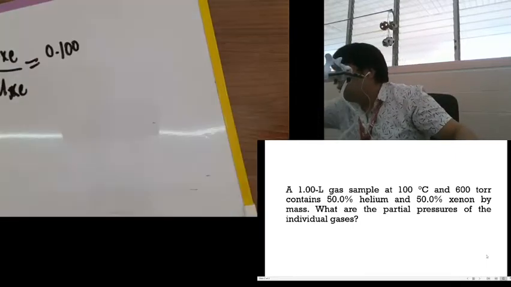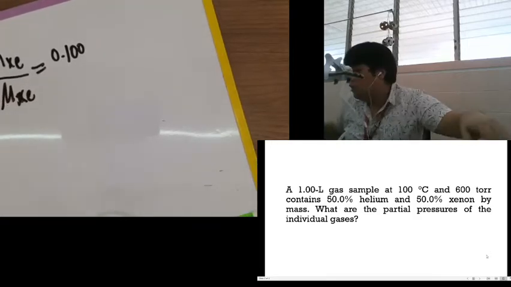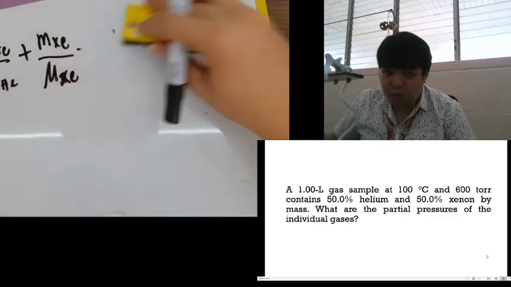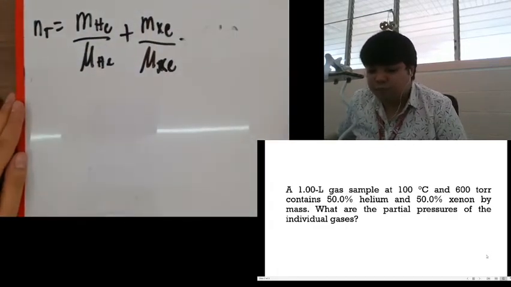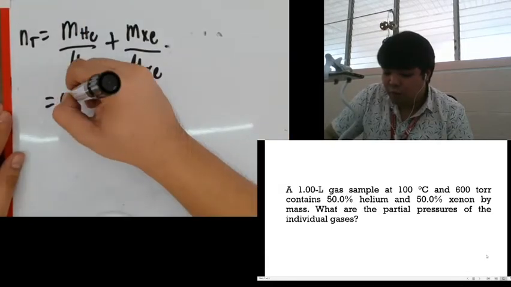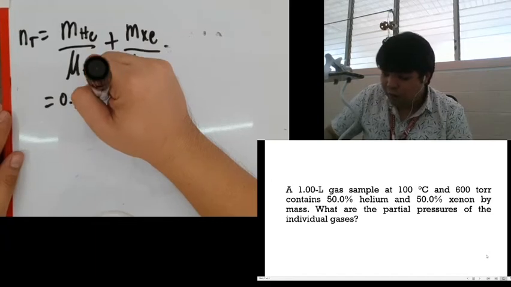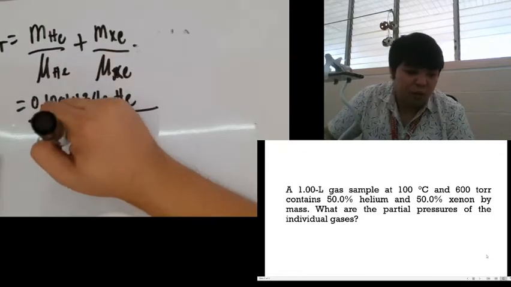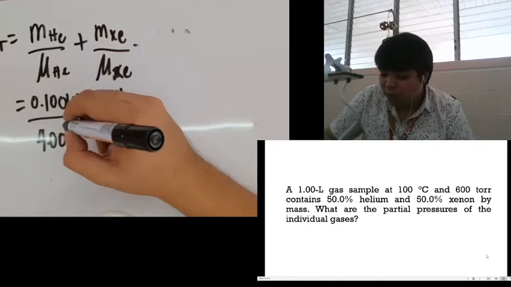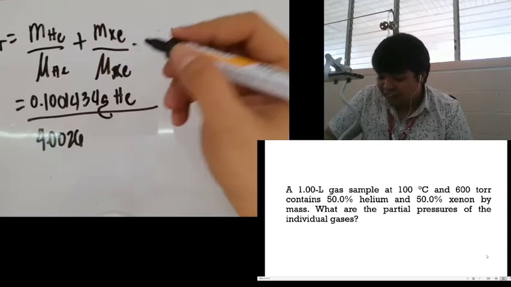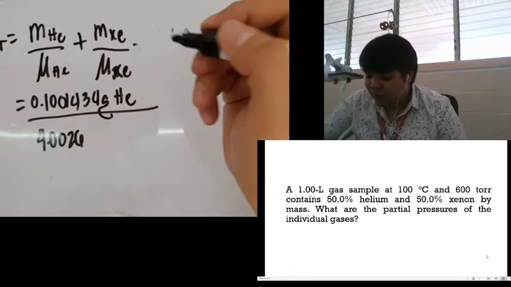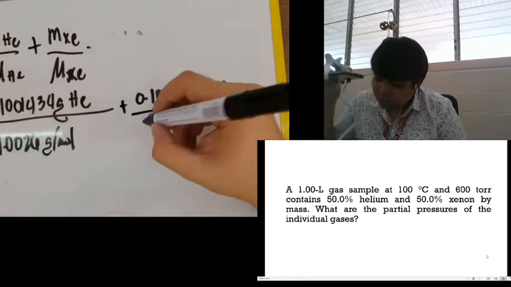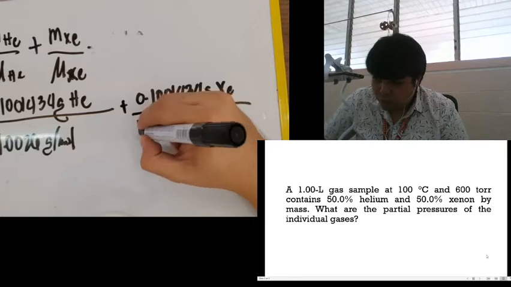Wait, I think this is not right, so I'll just put it here. Can you see? So, it's 0.1001434 grams helium divided by the molar mass of helium, which is 4.00 grams per mole, plus, since they are the same, 0.1001434 grams xenon divided by 131.29.